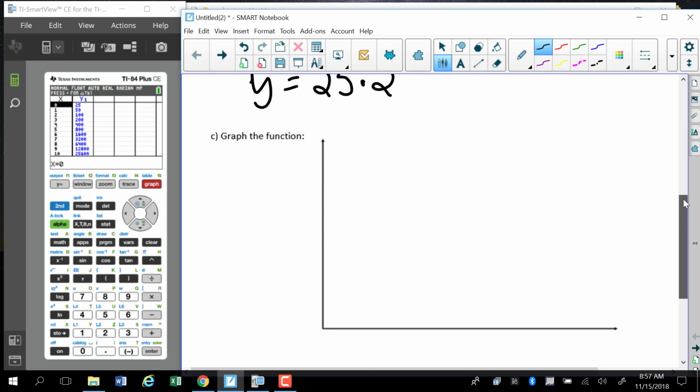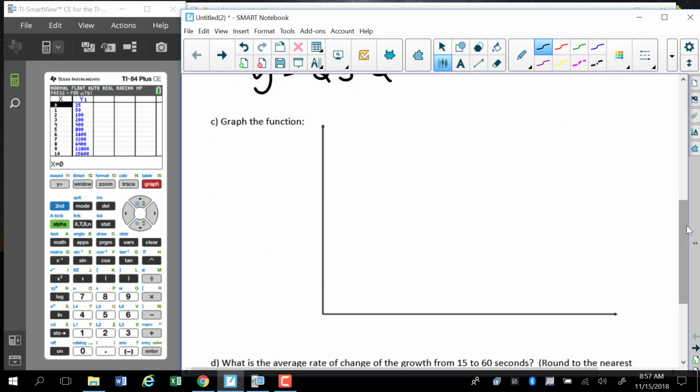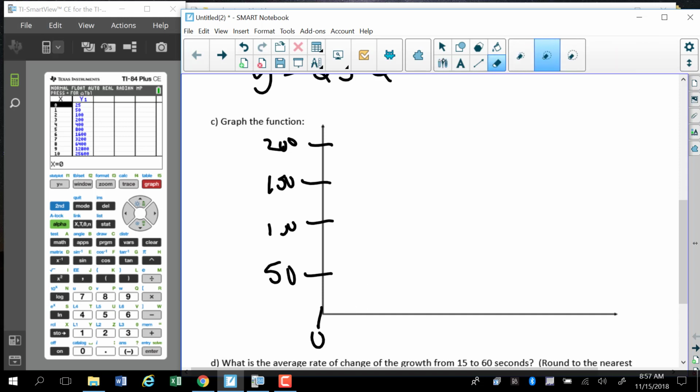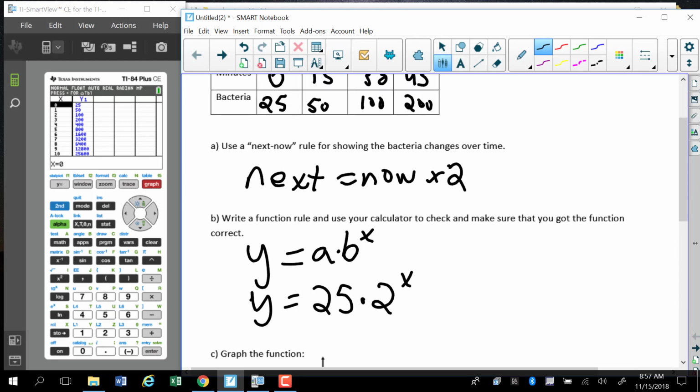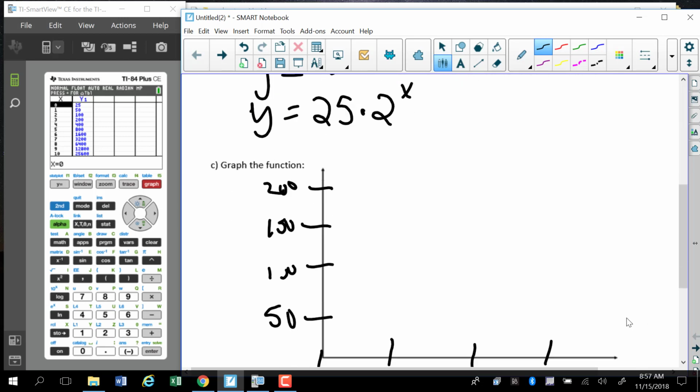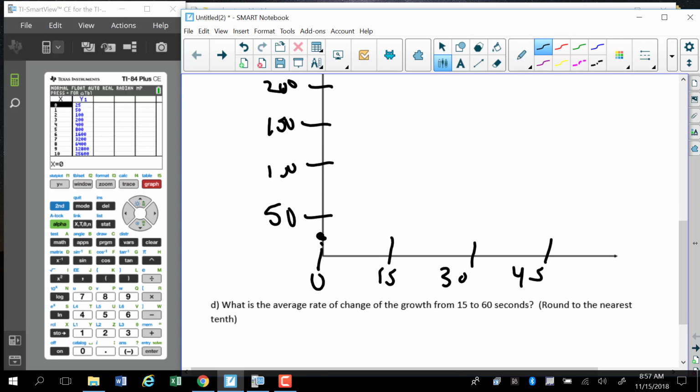When we go to graph this function, we can use up here. So let's go 50, 100, 150, 200. And so this is 0. We'll do 15, 30, 45. And I'll just do the chart that we see up here, 25, 50. So it goes 25, 50, 100, 200, and you see a nice exponential curve.